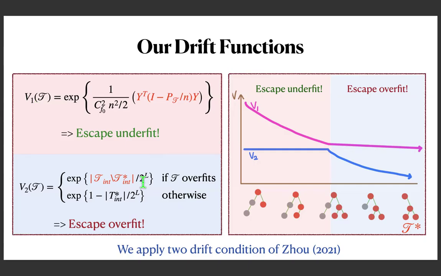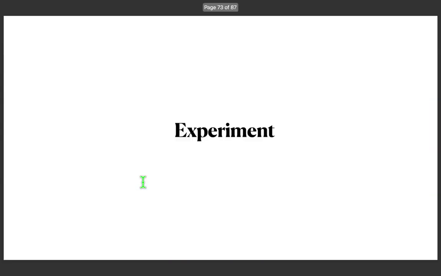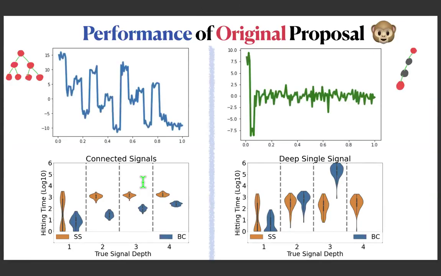And by using these two drift functions, we can show that it satisfies the drift condition. And so, by using this, we showed the improved upper bound. And now I move to the experiment. In this presentation, I will focus on the example data I showed before, and a more detailed analysis with real data will be in the paper. Let us remind ourselves of the data.